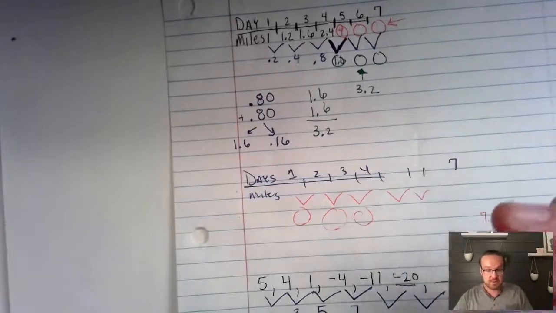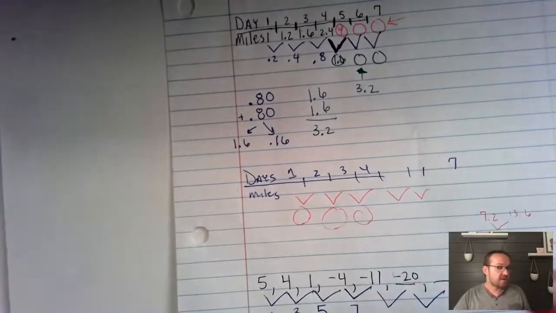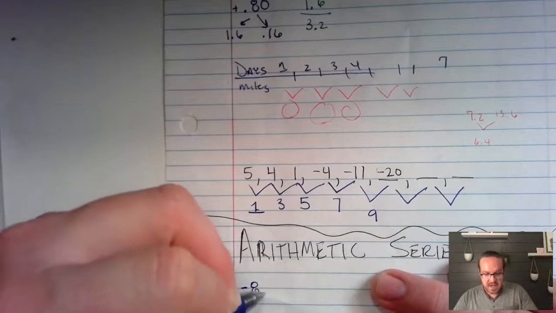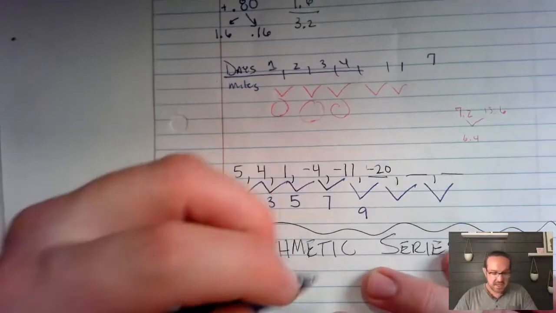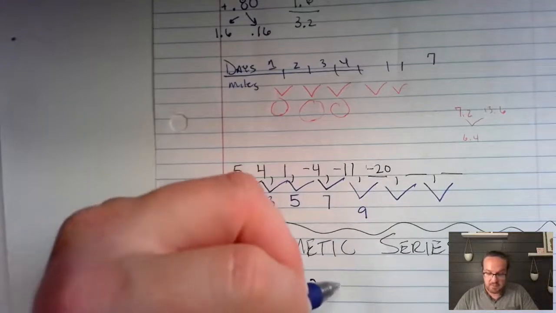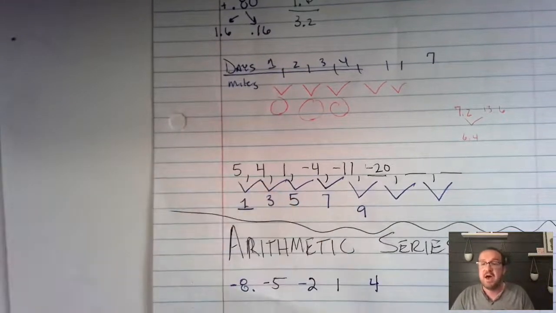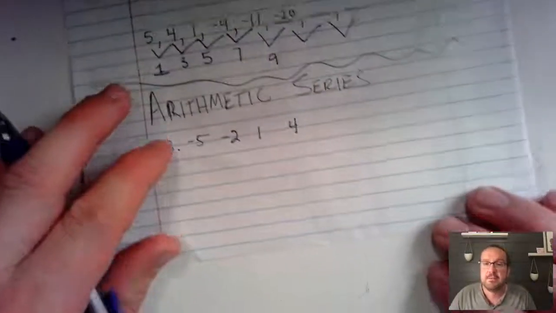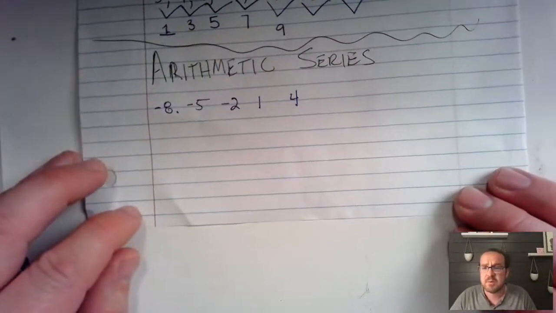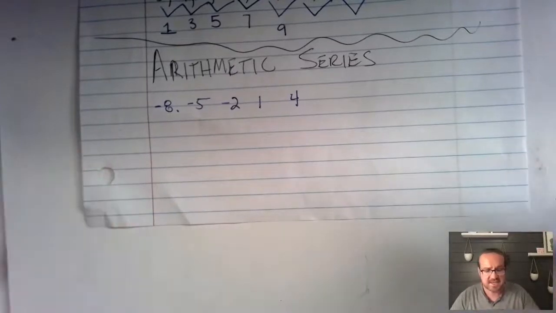So a series can be that same list of numbers, okay? And I can even just make up a new set right here. Let's say that this is the pattern. -8, -5, -2, 1, and 4. But instead of putting commas between them, what about plus signs between them? That's what makes it a series.